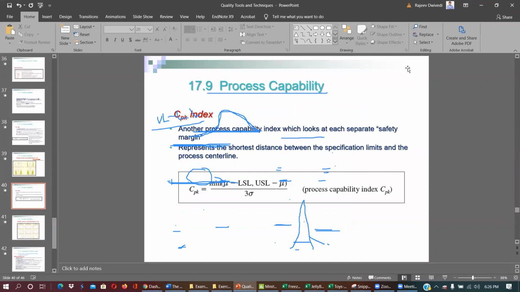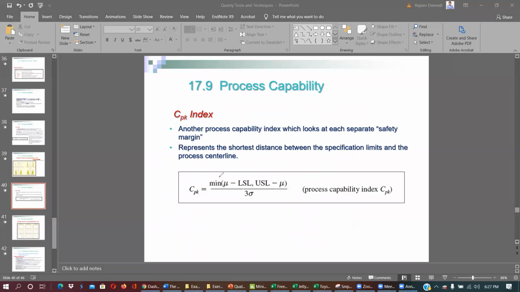And then the last thing is about the Cpk index. This is basically the minimum of both limits: mu minus lower and upper, divided by 3 sigma. It is another process capability index which looks at the same thing. This is also a safety margin. The word is safety margin. So this is another one which is the minimum of both.